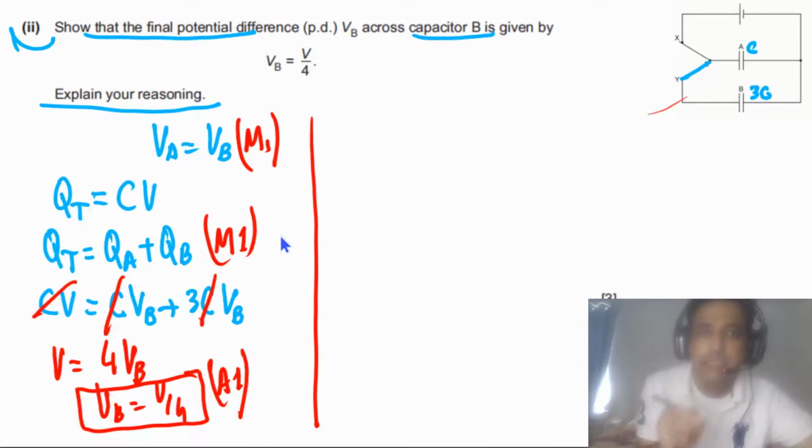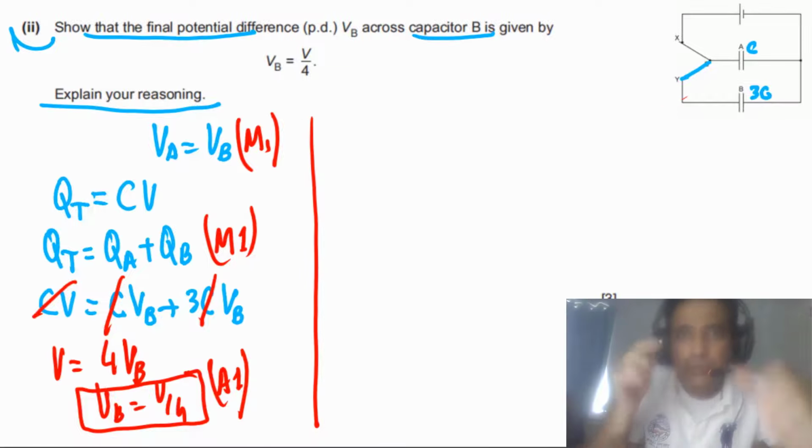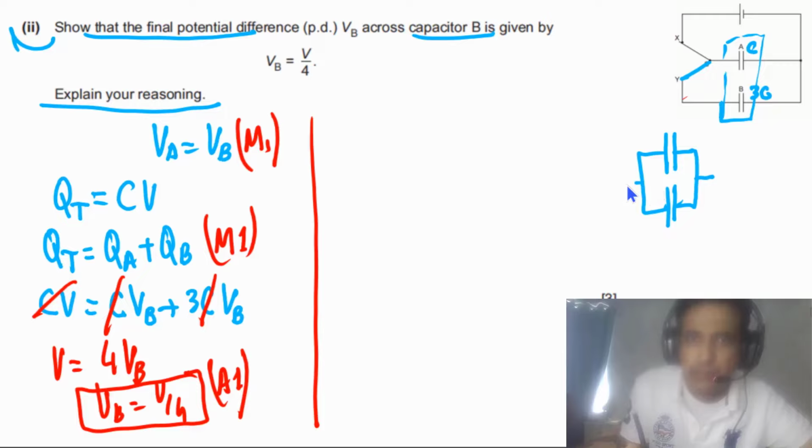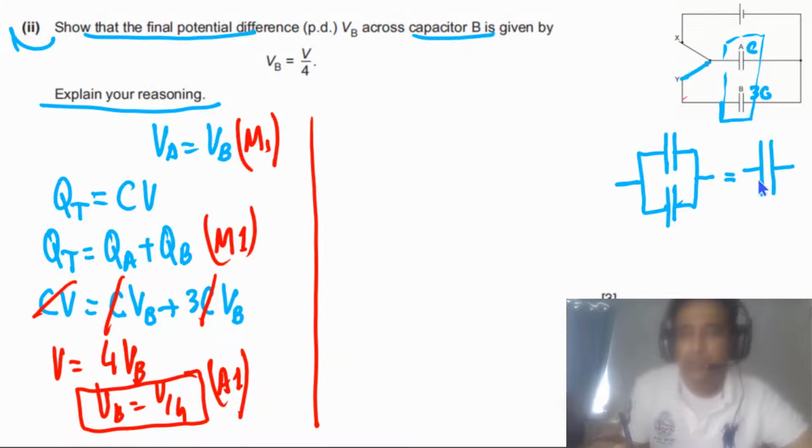Now let's try to understand the same question in a different way. Let's imagine we replace these 2 capacitors with one single capacitor. So let me redraw here to give you a better understanding. These 2 capacitors are connected in parallel, so we can replace them with one single capacitor. The capacitance of one capacitor is C and the other is 3C. So the capacitance of the new capacitor has to be equal to 4C.